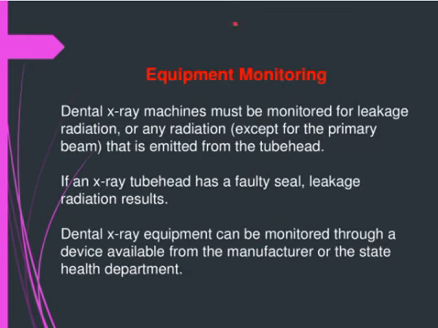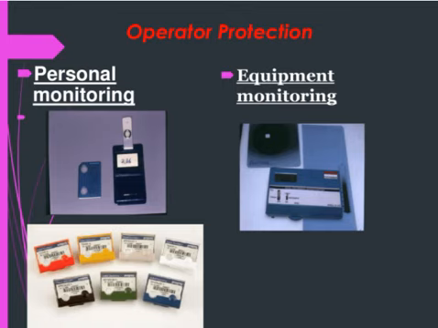Equipment monitoring: you are going to monitor the equipment for leakage, except for the primary beam that is emitted from the radiograph. This can be a fault in the seal, where a leakage of the radiation can occur. This can be monitored with the use of a device by the health department.